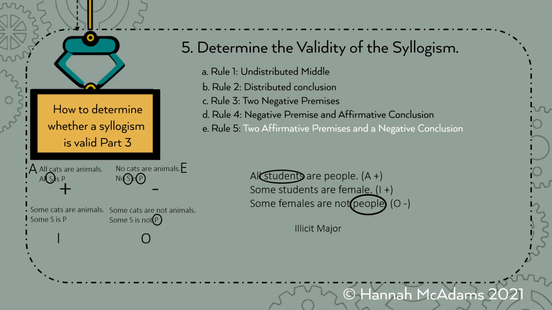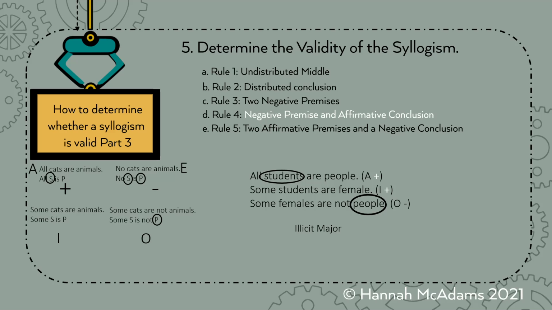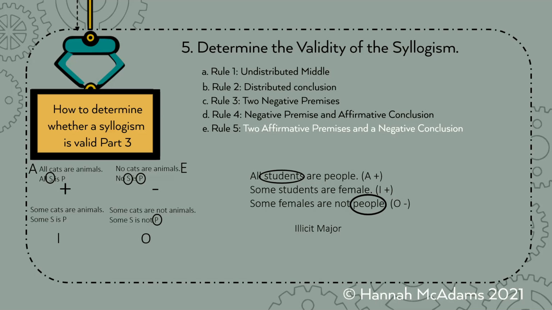It does follow that rule. You're confusing me. Here, we'll go back. Okay. This one does not break that rule because there's not a negative premise, right? Okay. Two affirmative premises and a negative conclusion.